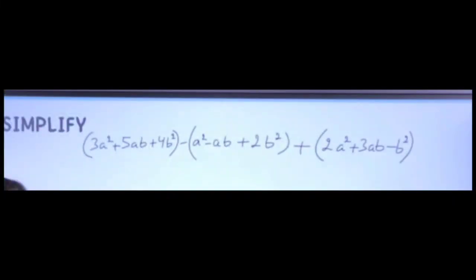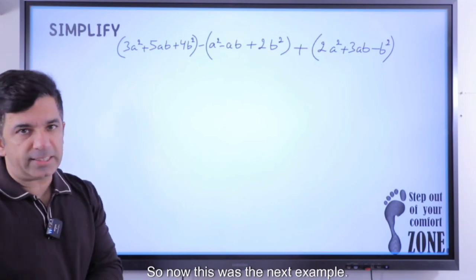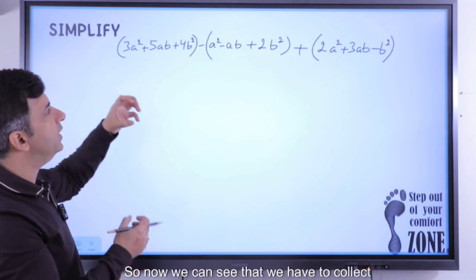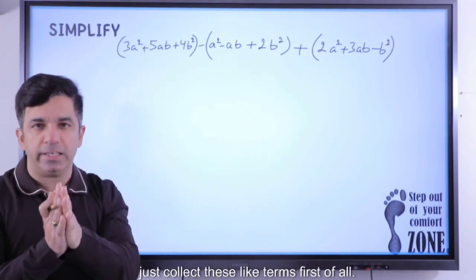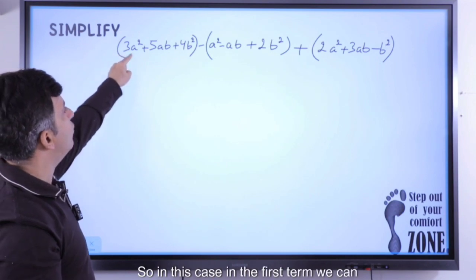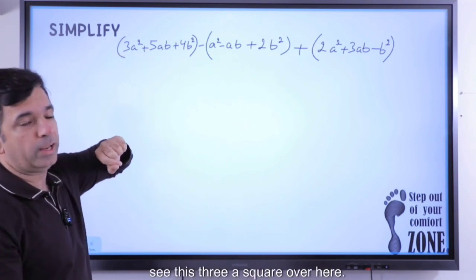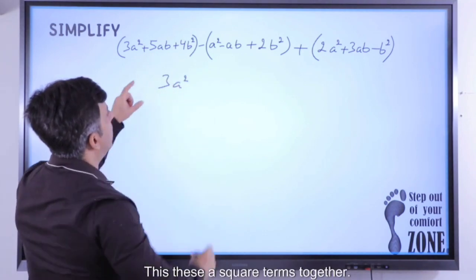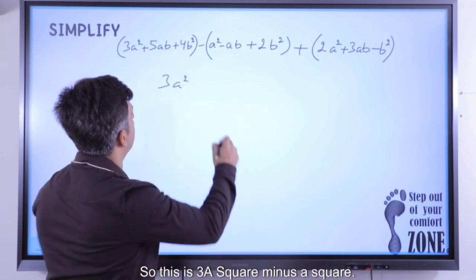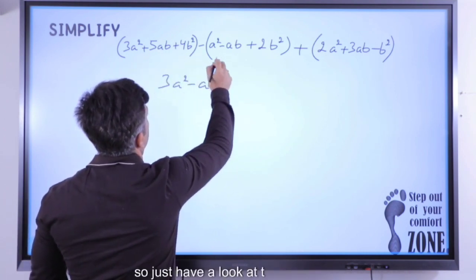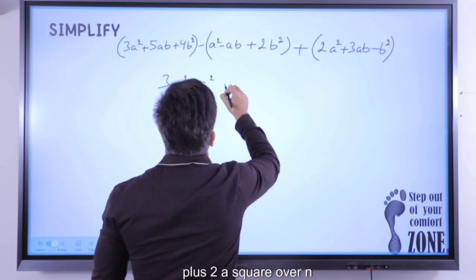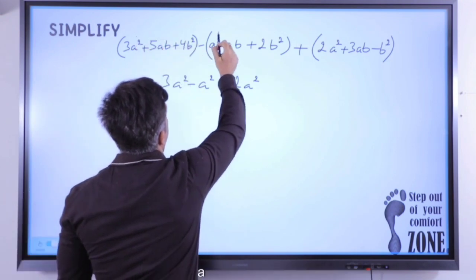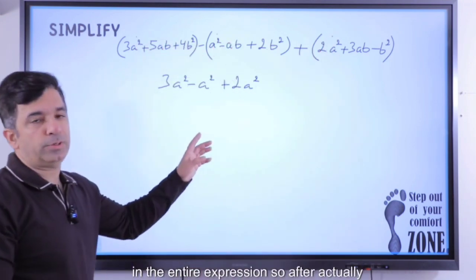Now this was the next example. We were told to simplify this expression. We can see that we have to first collect the like terms. In the first term, we can see this 3a square over here. If I collect these a square terms together, this is 3a square minus a square. Just have a look at this term and this plus 2a square over here. Just keep in mind that you have collected all the a squares in the entire expression.